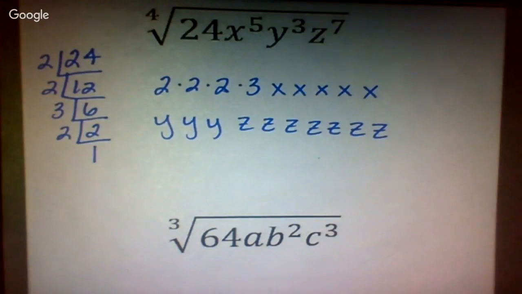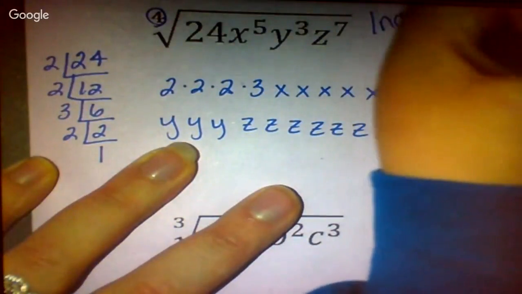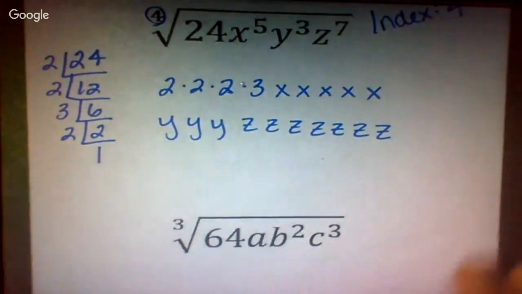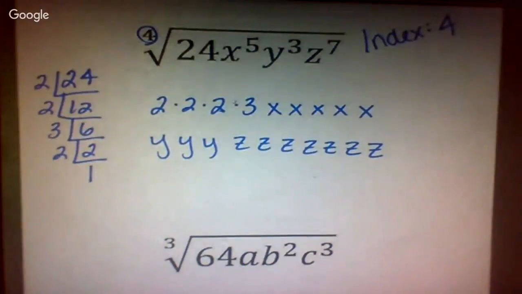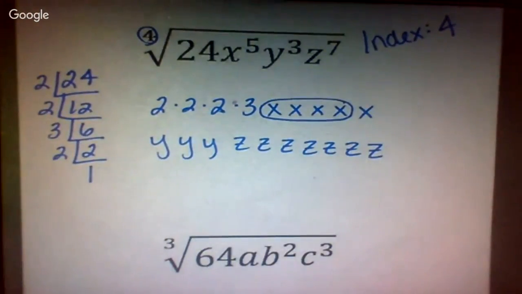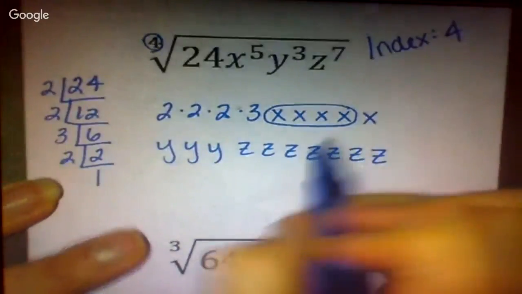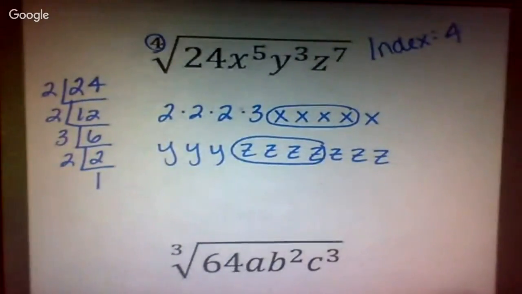My index is 4. Again, this little number tells you what your index is. What happens if my index wasn't written? It would be a 2. Good. So my index in this problem is 4, which means I need to circle in groups of 4. Can I circle a 2? No. What about a 3? Not at all. What about my X's? Yes, one group of X's. What about my Y's? No. What about my Z's? Yes, just 1. For one time, right.